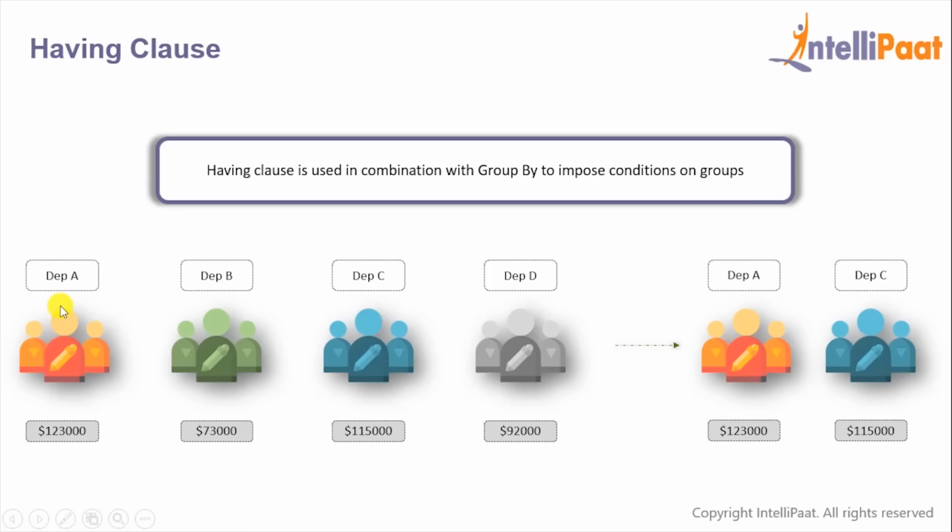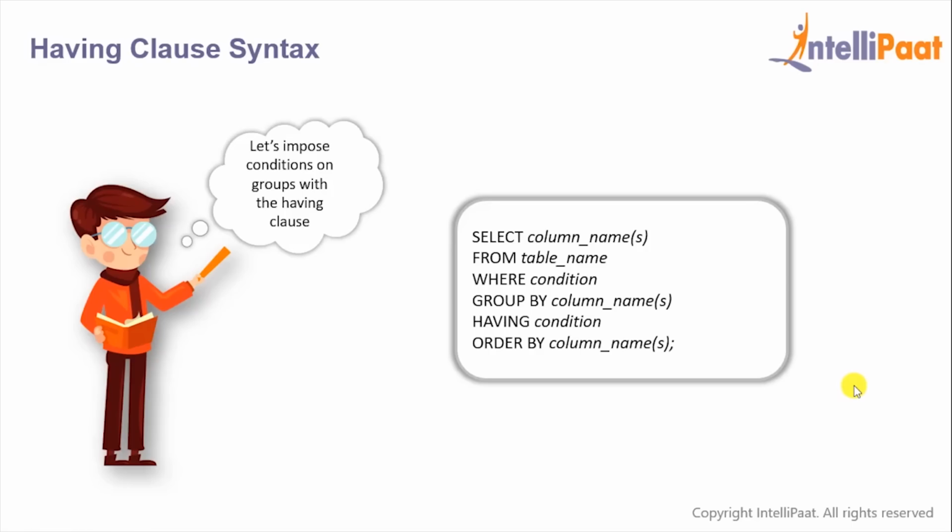And we also have the corresponding average salary of the employees belonging to each department. Now let's say we wanted to see only those departments where the average salary is greater than $100,000. So this is where the having clause can be used to impose the condition and get only those departments where the average salary is greater than $100,000. And this is the syntax for the having clause.